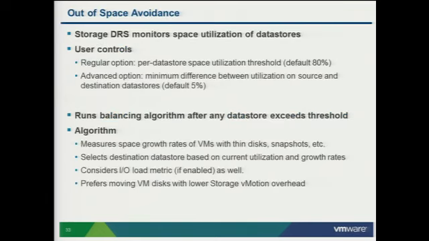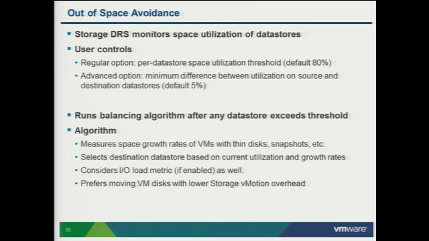Storage DRS, for the data stores which are above the space threshold, which is user configurable by default 80%, looks for moves to correct that problem. And it eliminates moves that it considers marginal. The definition of marginal is a threshold that the user can set, the default value is 5%, between the difference of space utilization on the source and target data store.